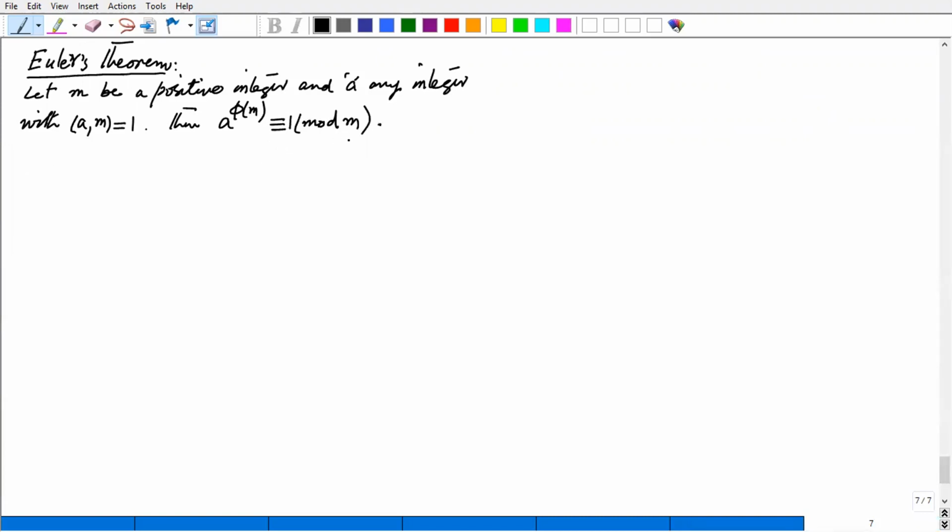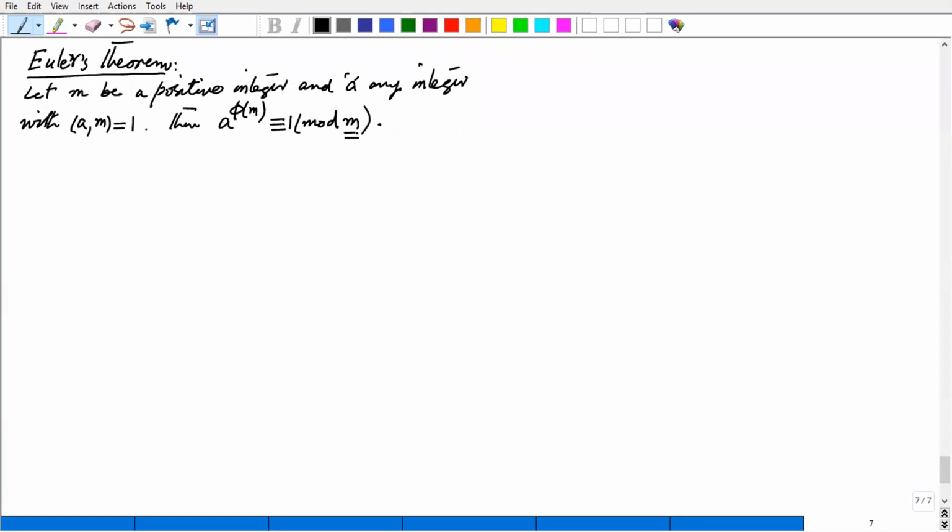So that's the statement. Look at here, there is no need for m to be a prime. m could be a composite number. And this phi of m is called Euler's phi function. Before going to the proof of Euler's theorem, let me define Euler's phi function.